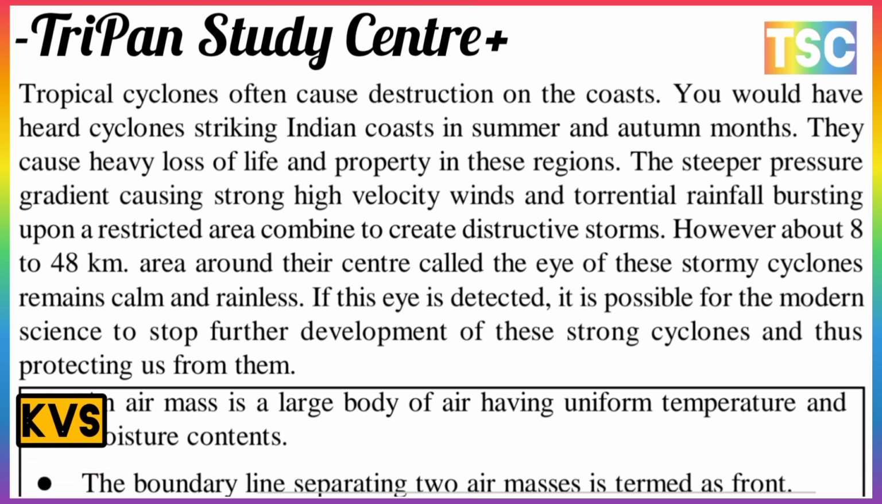However, in an area of about 8 to 48 kilometers around their center, called the eye, this stormy cyclone remains calm and rainless. If this eye is detected, it is possible for modern science to stop the further development of a strong cyclone and thus protect us from them.